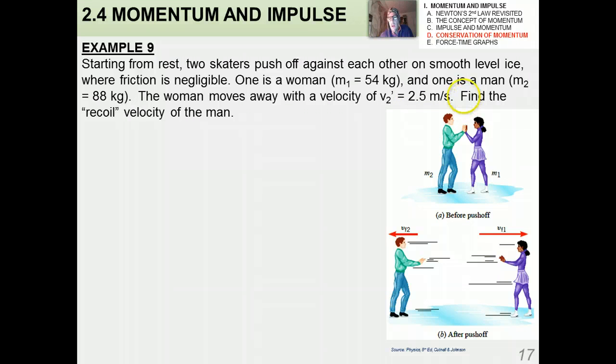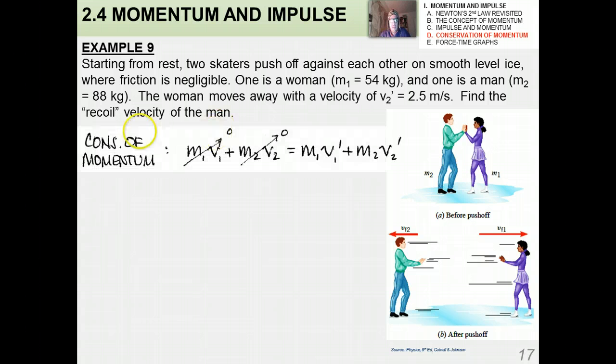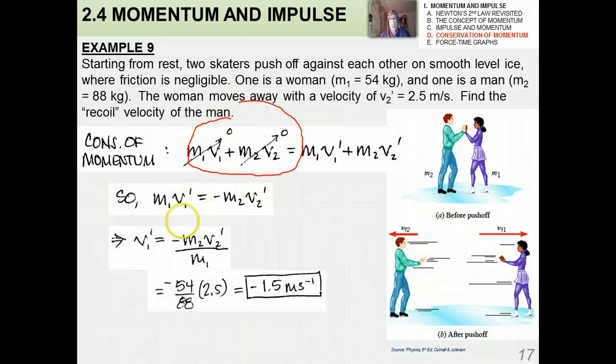You know by common sense that they're not going to be going the same speeds, right? The man will be going slower because he has more mass. I hope that you have a sense of that. So let's see, conservation of momentum: before, the whole system is 0. And then all you do is you solve for v1 prime, okay?